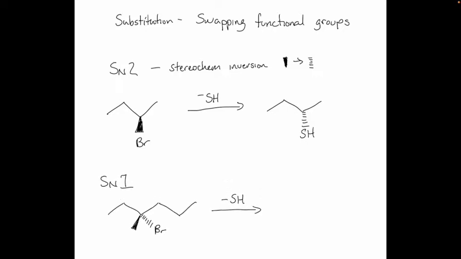So if SN2 has this inversion of stereochemistry, what's SN1 doing for us? Does both, exactly, right? So for this, you have to draw both stereoisomers.